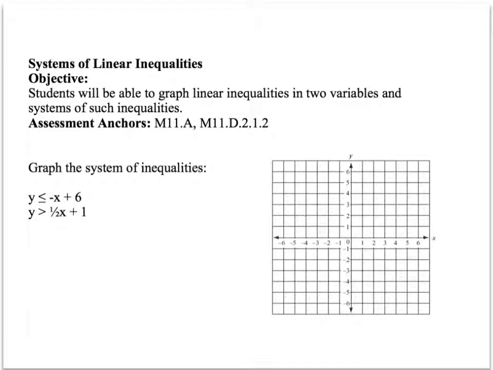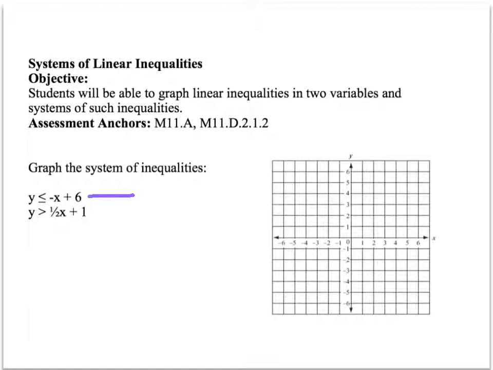A system of linear inequalities is a lot like regular inequalities, except there are two inequalities working together. That's what a system means. A system of inequalities or a system of equations is two or more equations or inequalities working together. As you can see, in order to graph a system, we have to graph two different inequalities.